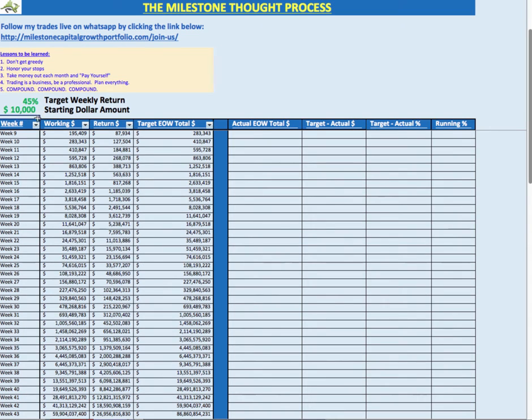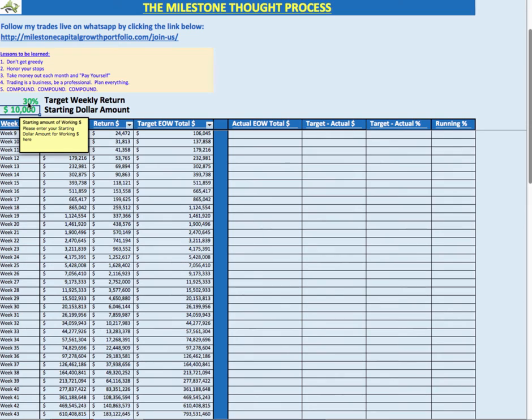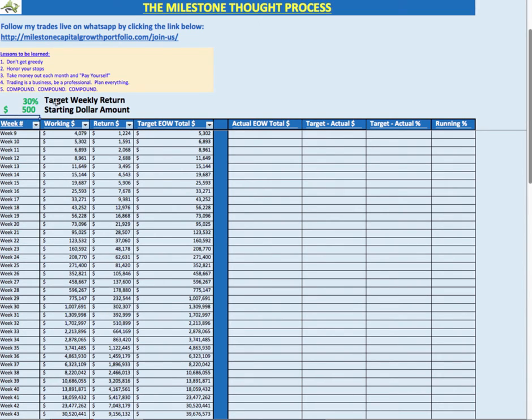So you could put 45% if you want, and you could put $10,000 if you have that. But we're going to keep it simple real quick during this explanation. We're going to keep this at $500, nice and simple. So we're going to have 30% for the weekly target percent return and $500 for your starting amount. Just keeping it very simple.